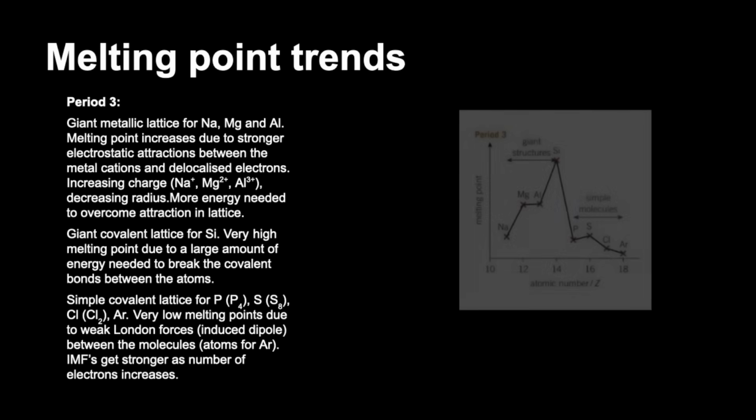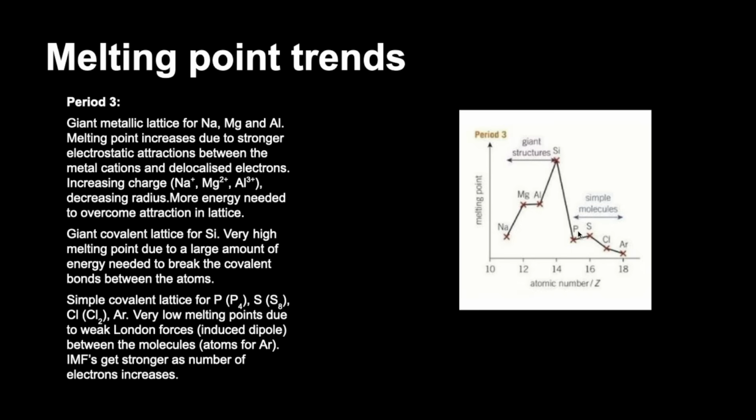So we'll just talk about that on this graphic. So there's your three metals. Aluminium very slightly higher than magnesium, but you have got an increase there. Then it goes up significantly for silicon, a giant covalent substance. Then it drops for phosphorus, so that's simple covalent, but you can see it goes up for sulfur. S8, remember, so that's got more electrons in its molecule, so the London forces are stronger.